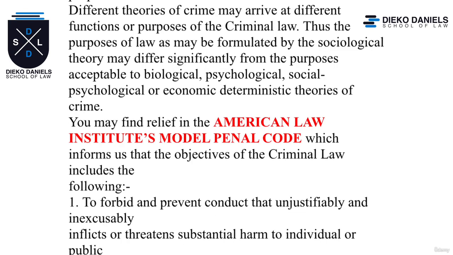And also, when we are talking about the purpose of criminal law, I want us to go to my note yet again. Different theories of crime may arise at different functions or purposes of the criminal law. Thus, the purpose of law as may be formulated by the sociological theory may differ significantly from the purpose acceptable to biological, psychological, social psychological, or economic deterministic theory of crime.